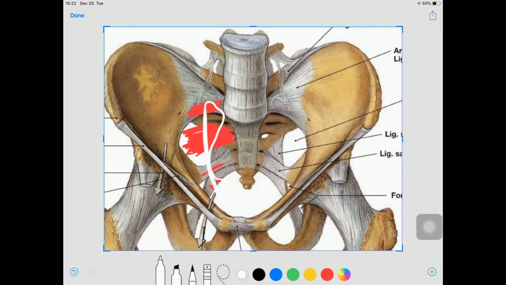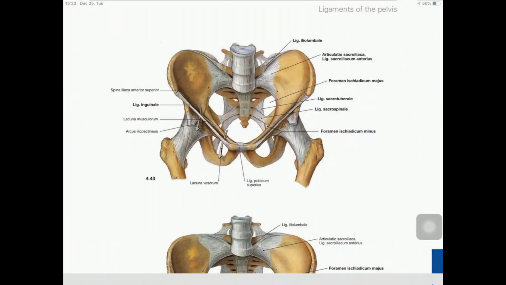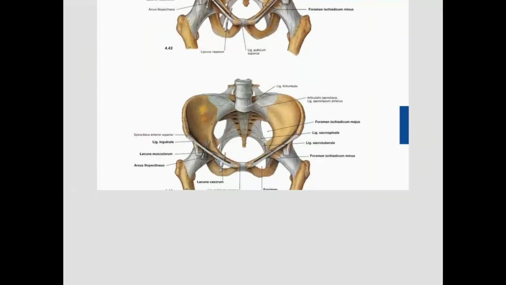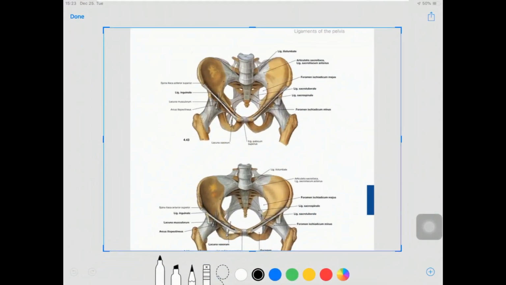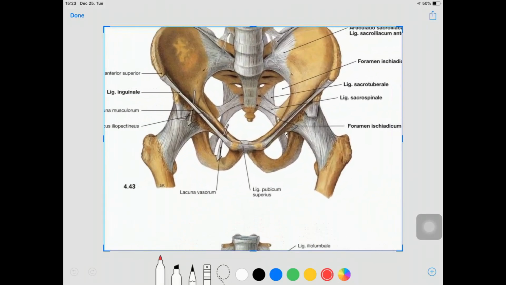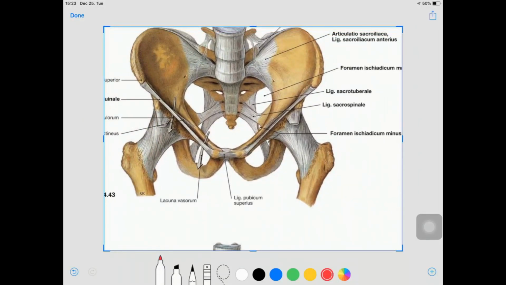So, are we good so far? So this was pretty much about the posterior lateral wall of the pelvis. Actually, let me draw it. So I will save it here.